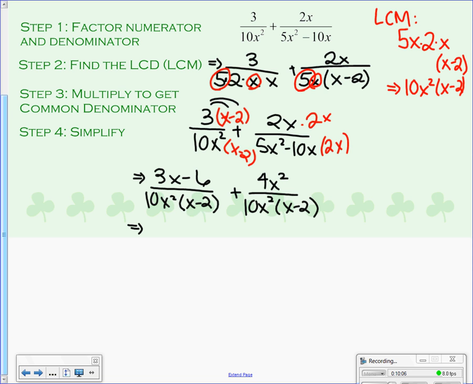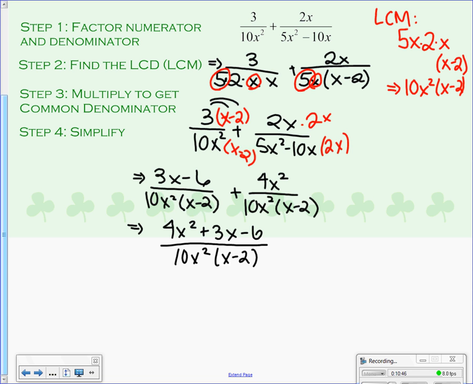All right, what do I do next? Add the numerators. So I'm going to put it in order. 4x squared plus 3x minus 6 over 10x squared times x minus 2. You would have to factor and simplify. I'm going to save us some time. The top is not factorable. So this is as simple as it gets. If you have something in the numerator that can then be factored, you would keep going and you would cross out anything that was in common like we did on Tuesday.